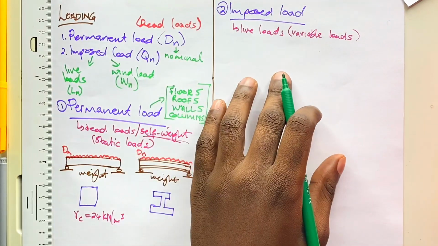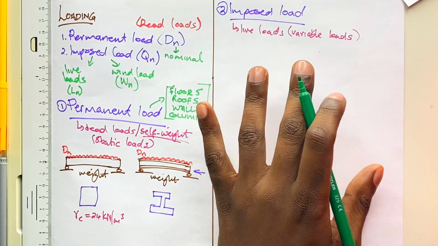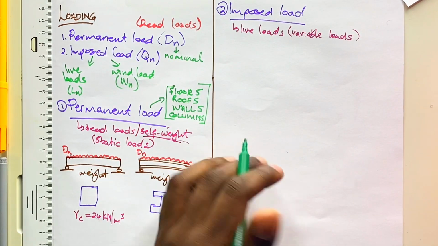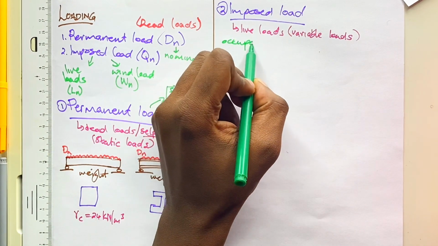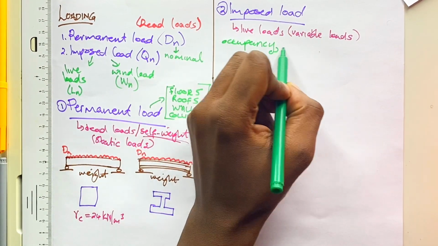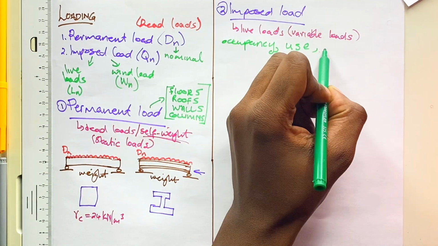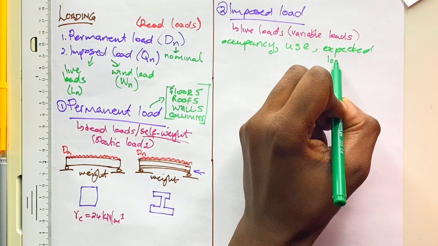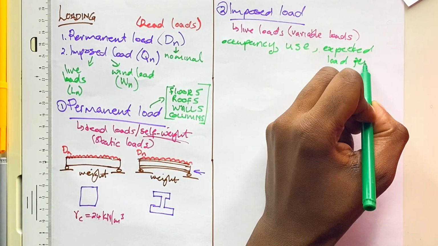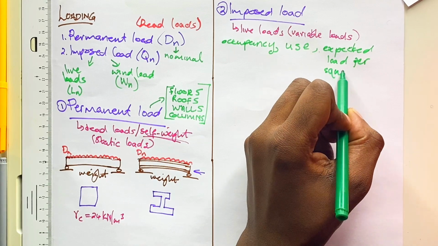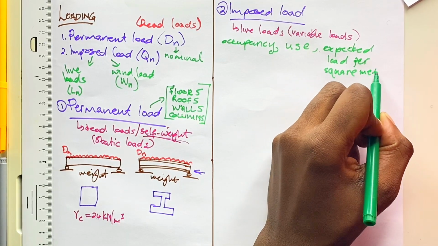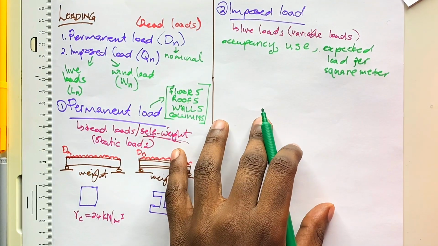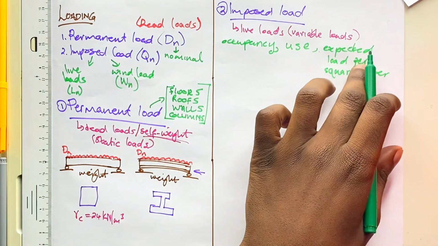So building codes and standards provide guidelines for estimating live loads for different types of spaces. These guidelines consider factors like occupancy, use, and expected load per square meter. So as an engineer, you must ensure that structures are designed to withstand these maximum live loads safely.